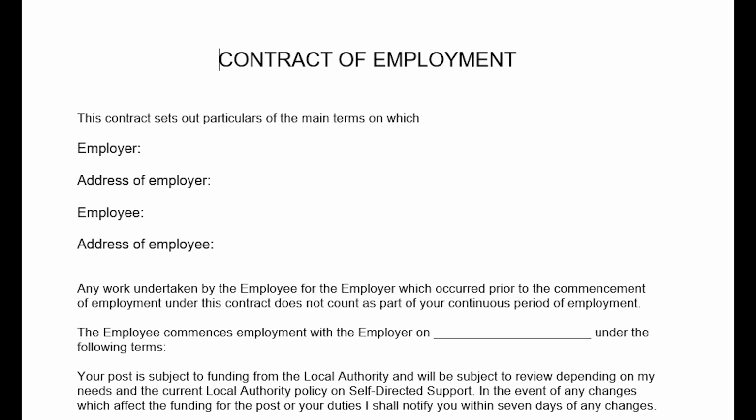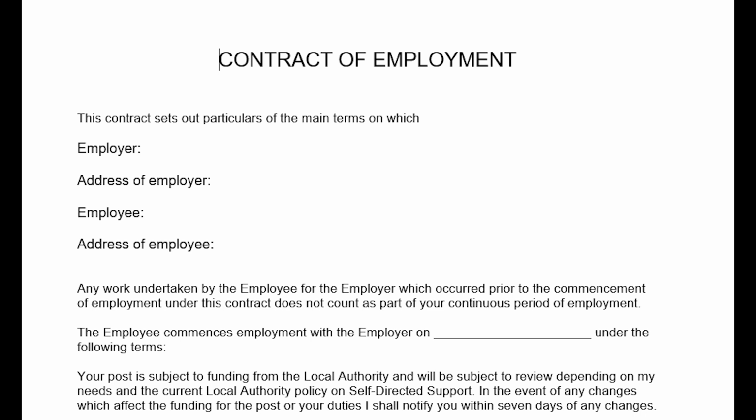So the employer will be, if you're an adult particularly, the person receiving the care, so the person whose direct payment it is. If you are under 18, it'll more than likely be your parents or carer's name, or whoever's looking after the budget, and their address. And then the employee, of course, is the personal assistant, and the personal assistant's address.